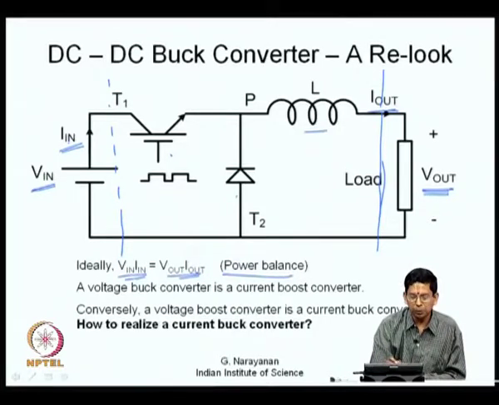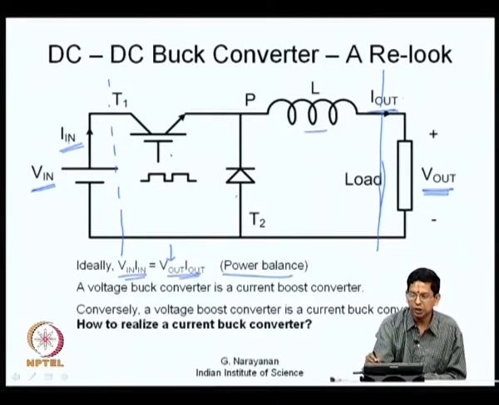Let us say input power is equal to output power, and what we have here is a voltage buck converter. We have an output voltage which is less than the input voltage. So, what does it mean? What should the output current be? It should be greater than the input current, because V in I in equals V out I out. When V out is less than V in, I out has to be greater than I in.